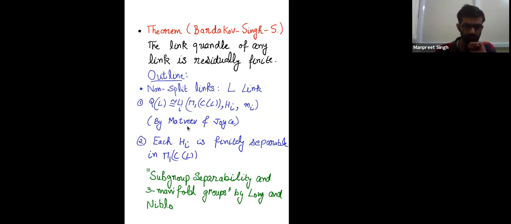Manpreet and Joyce proved that the link quandle looks like a coset quandle. Here π1 means the link group, the H_i are the peripheral subgroups, meaning how the fundamental groups of tubular neighborhoods sit inside the link group, and the m_i are the corresponding meridians. The second condition is that each peripheral subgroup is finitely separable in the link group. We deduced this from the paper by Long and Niblo.